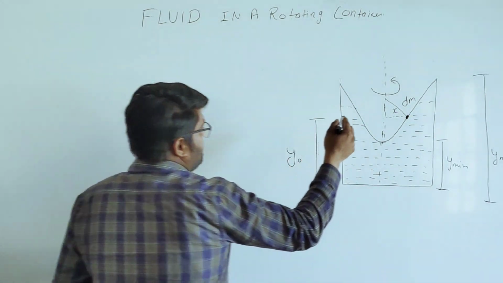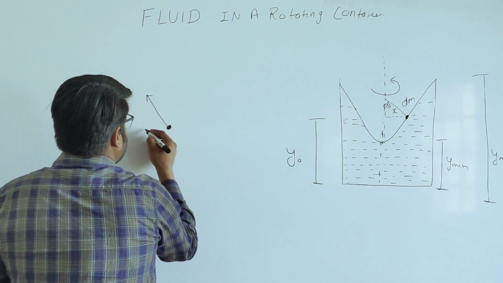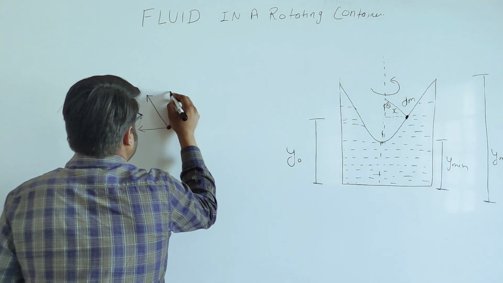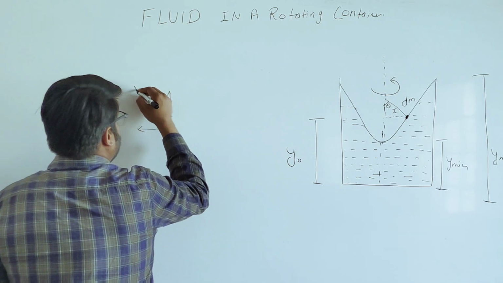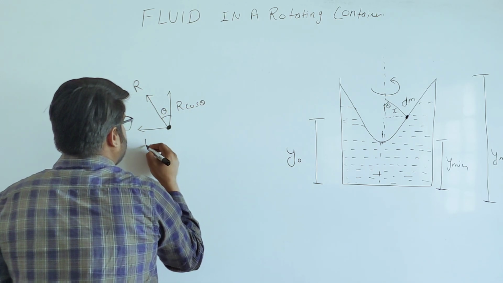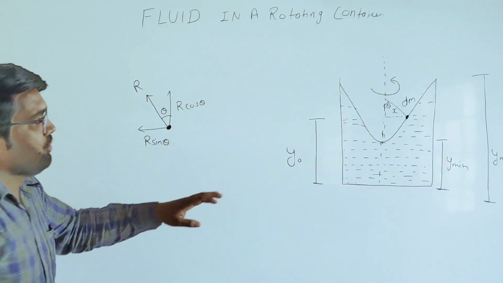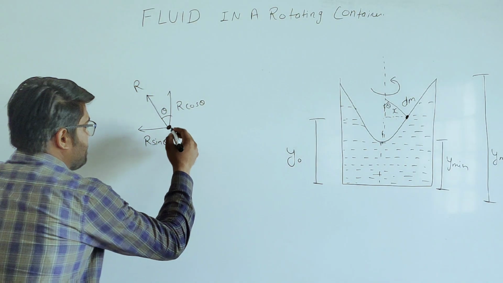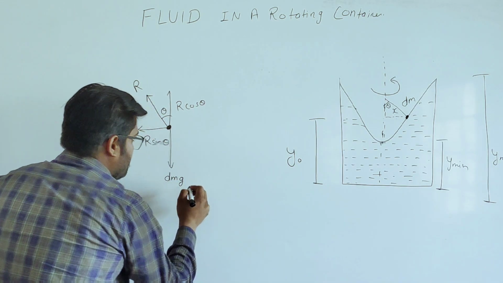If I assume that this angle is theta, that means this force will have two components, one into this direction and another into this one, and due to that, this angle is also theta. So if this force is r, this component is r cos theta, and this is r sin theta. Now the small elemental mass has some weight, which acts in the downward direction, and its value is dm into g.